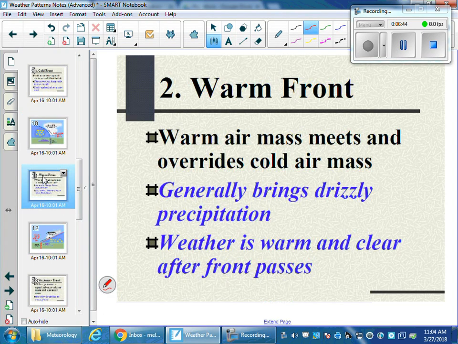For a warm front, we have kind of the opposite happening. We have warm air that meets and overrides cold air. So this time our warm air is running into cold. When this happens, we generally get drizzly precipitation. We usually don't have intense storms or severe weather. That would be much more likely with a cold front. After the front passes, we are going to get warm weather and warmer weather, and it's going to be clear. And that's again because our warm air follows a warm front.